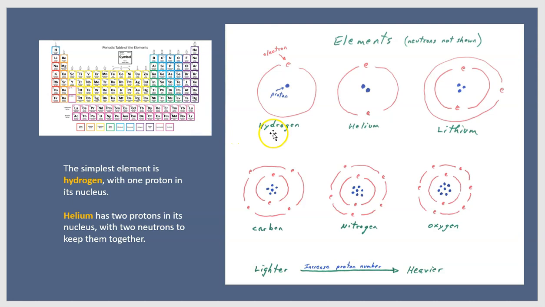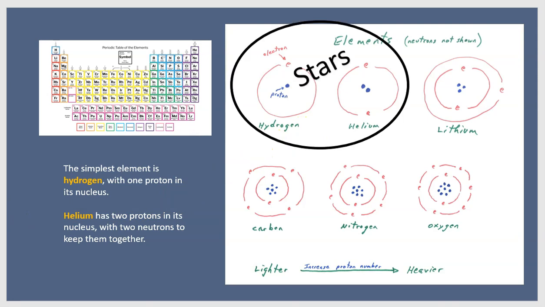Let's remind ourselves that the simplest element, hydrogen, consists of one proton in the nucleus of the atom and one electron. The next simplest would be helium, 2 protons, 2 electrons, followed by lithium with 3 protons, etc. Well, stars are made of mostly hydrogen and to a lesser extent helium and small quantities of some other elements. So stars are made of the simplest elements in the universe.